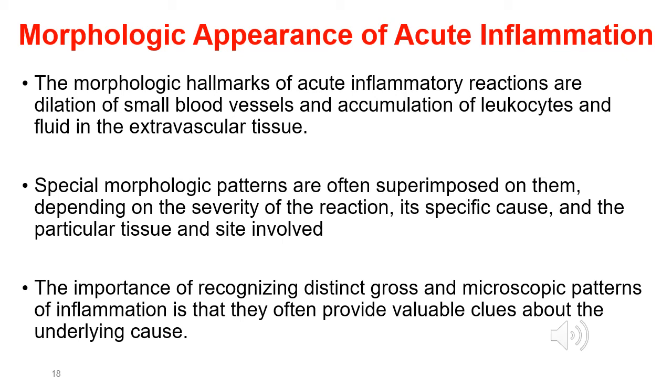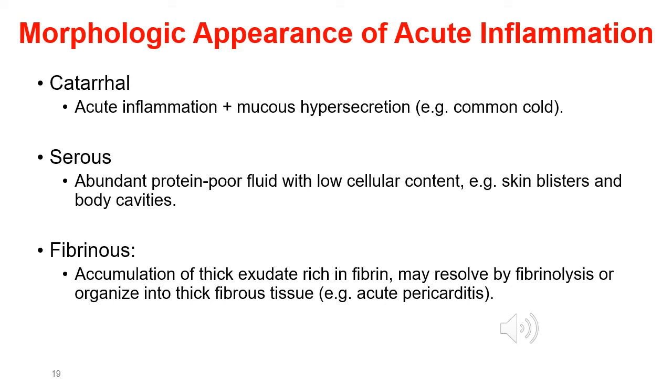Now, special morphologic patterns are often superimposed on them depending on the severity of the reaction, its specific cause, and the particular tissue and site involved. So it's variable from site to site, from tissue to tissue, from cause to cause, etc. So the importance of recognizing distinct gross and microscopic patterns of inflammation is that they often provide valuable clues about the underlying cause. So it might be helpful in identifying or predicting the underlying cause or etiology for that inflammatory process. So what are the different morphological appearances of acute inflammation?